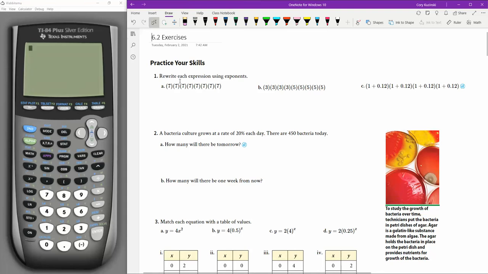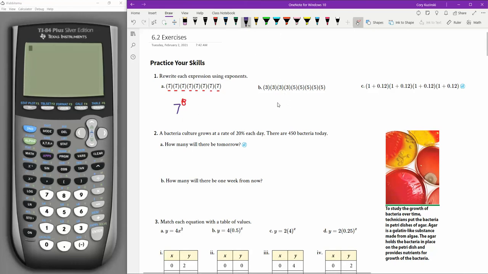Here we go. Rewrite each expression using exponents. Well, I see a repeated 7 being multiplied here, so that's going to be our base, and then our exponent will be how many times it repeats. 1, 2, 3, 4, 5, 6, 7, 8. So how about 7 to the 8th power? There we go.